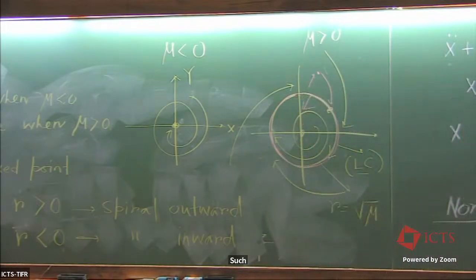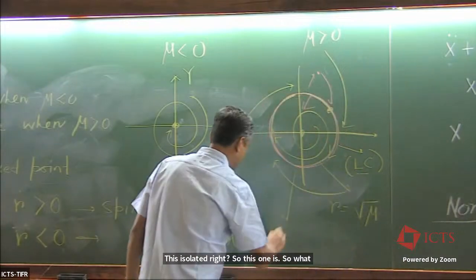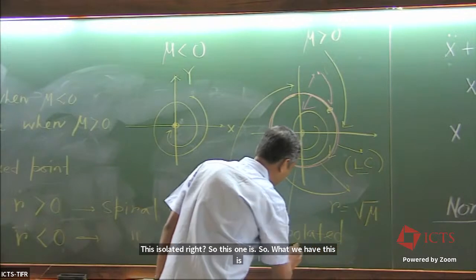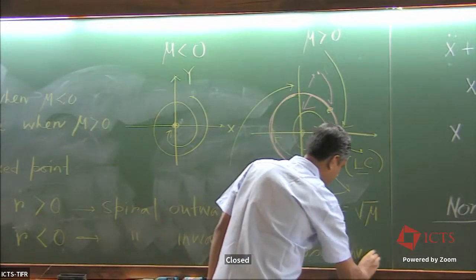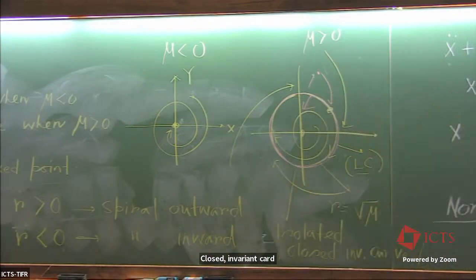Is this isolated or non-isolated? It is isolated, right? So what we have is an isolated closed invariant curve, because no nearby trajectories are closed. No nearby trajectories are closed.